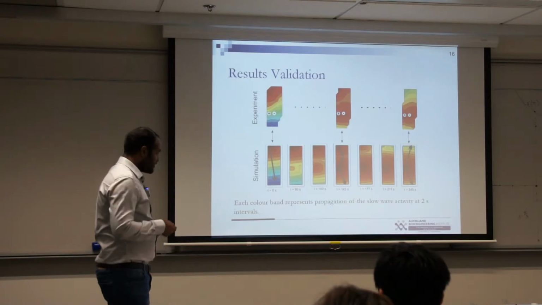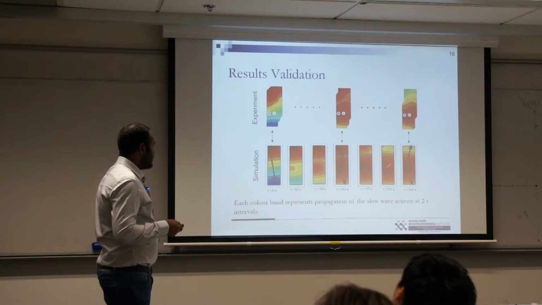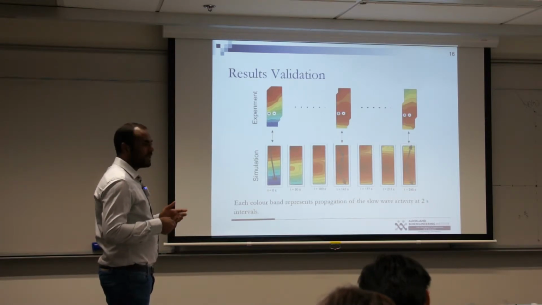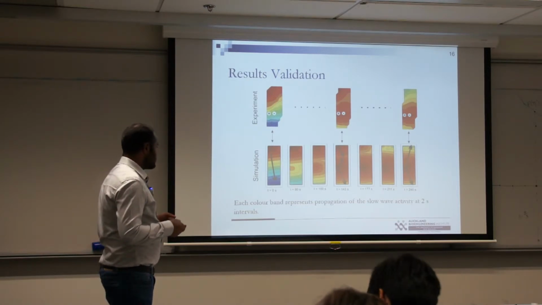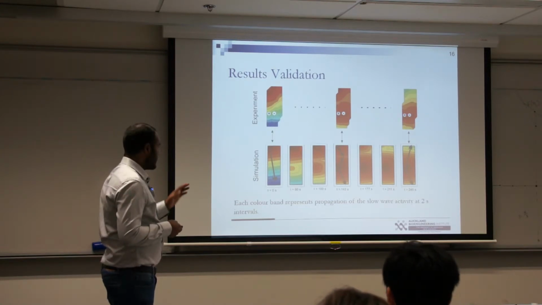So this is the simulated activity. This is the experimental observation. As you can see, it's in reasonable agreement with the experimental observation. Each color band in the activity is of 2-second interval. So it's the activation map.